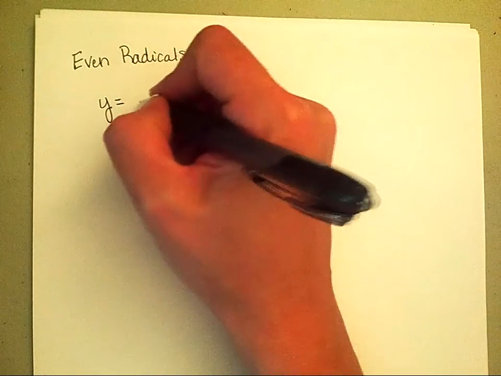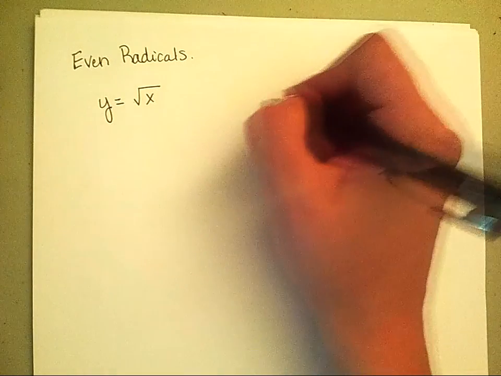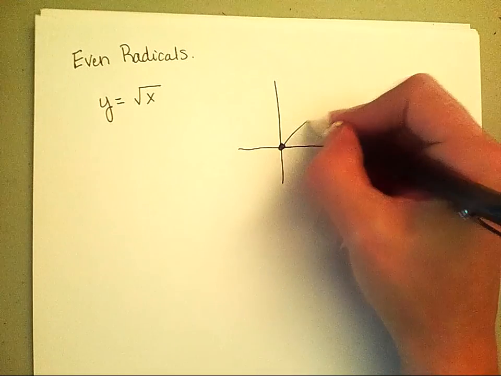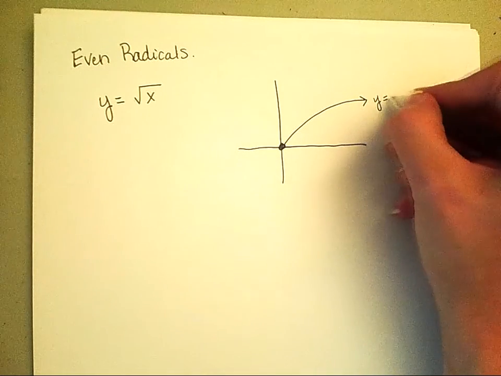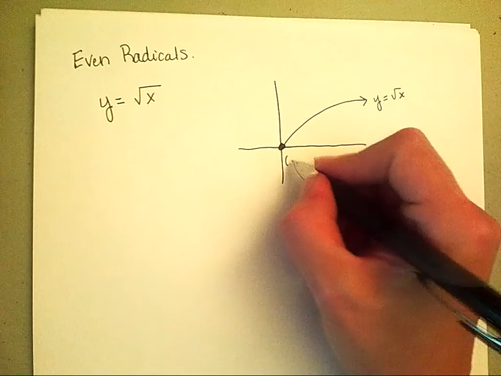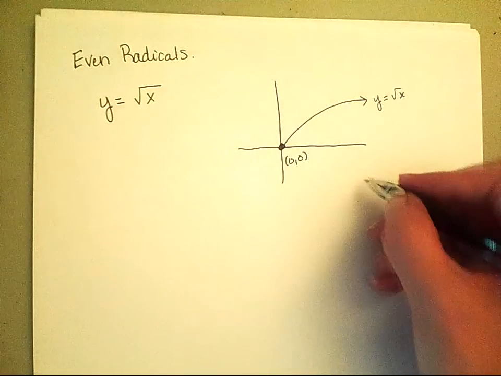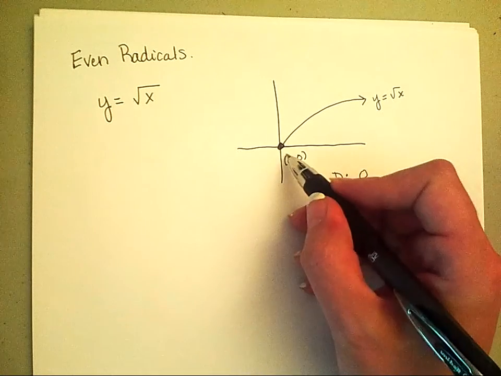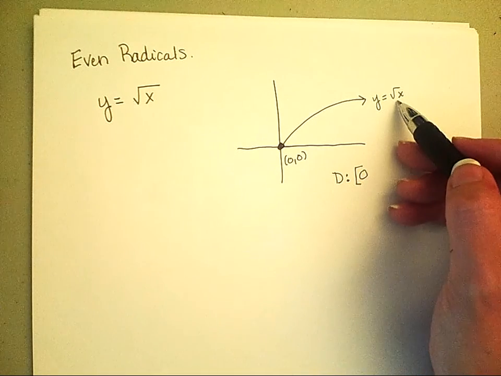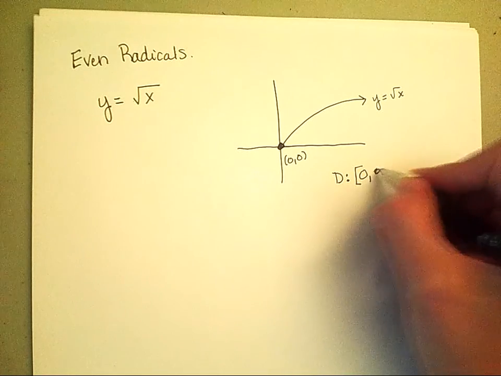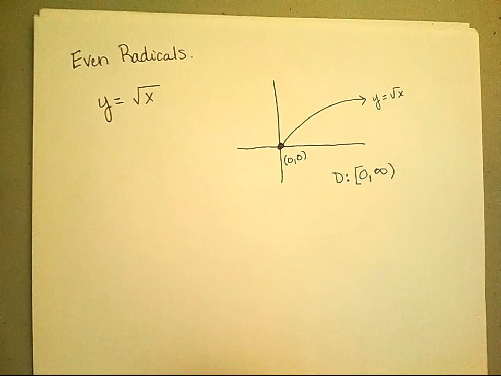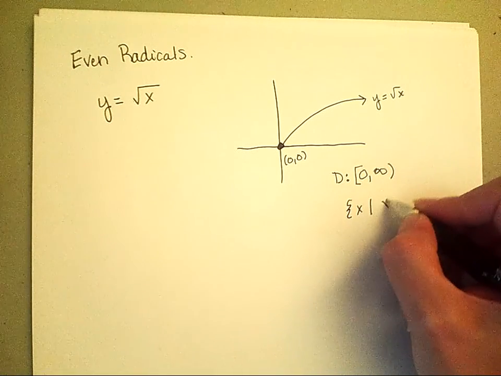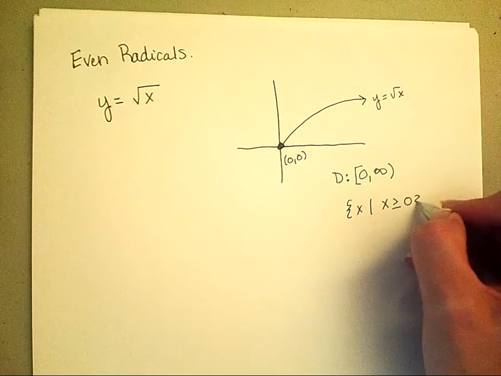let's think for example about our basic parent function, y is equal to the square root of x. Okay. Its graph looks like this. This is the point 0, 0. And graphically we know that the domain of this starts at 0, and it can include 0 because we can take the square root of 0, that's 0, and we'll go all the way to infinity. Another way to say that is the set of all x such that x is greater than or equal to 0.